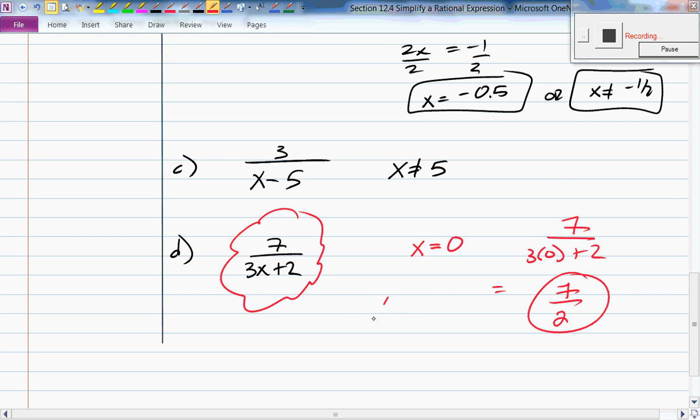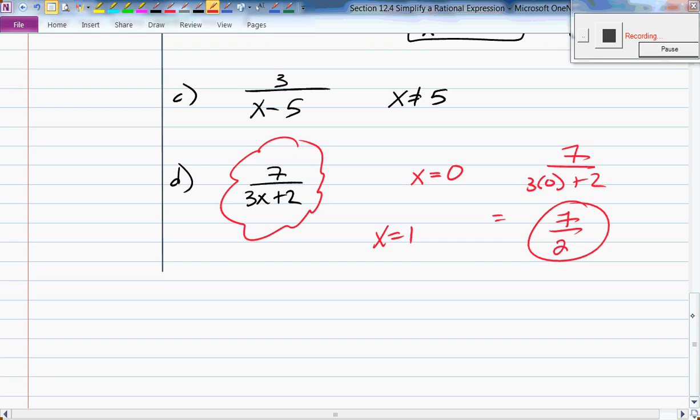Okay? What if x was equal to 1? What would my value be? It'd be 7 over 3 times 1 plus 2, which is just 7 over 5. Am I allowed to divide numbers by 5? Yes or no? Yes. What's the only number I'm not allowed to divide by? 0. So a much faster approach, don't you agree, is just take this bottom part and set it equal to 0. 3x plus 2, figure out, okay, well, it can't be equal to 0. Right? And then just figure out what x has to be.